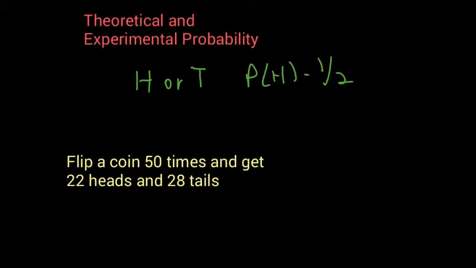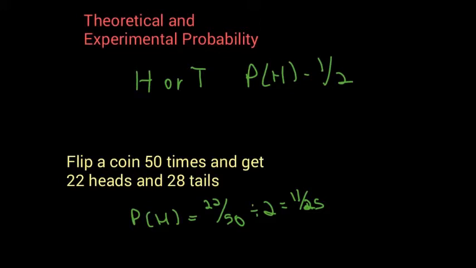Now, if we want to do experimental probability, we actually have to flip the coin or spin the spinner or pull marbles out of a bag or whatever it is we're doing. So in this case, I flipped a coin 50 times and got 22 heads and 28 tails. So the probability of heads would equal 22 out of 50. Now I need to reduce that, so I can divide both of those by 2 to get 11/25.